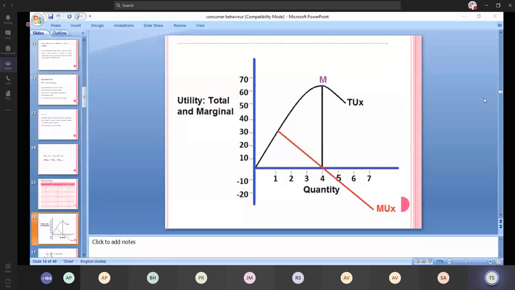Ma'am, will the marginal utility line always be a straight line, or will it change according to the data? It's according to the data, according to the examples, the numericals which we are choosing. Thank you, ma'am. Yeah, okay. And marginal utility always slopes downwards.